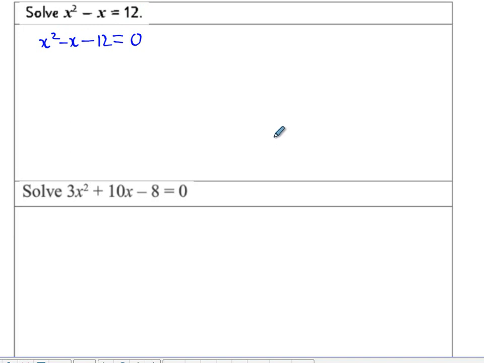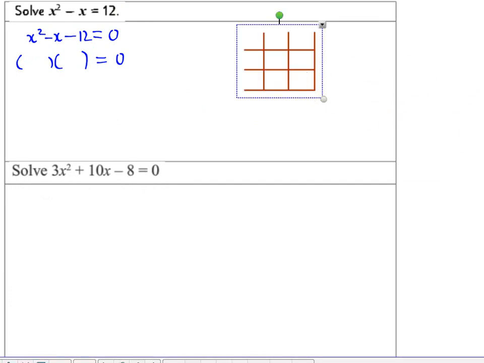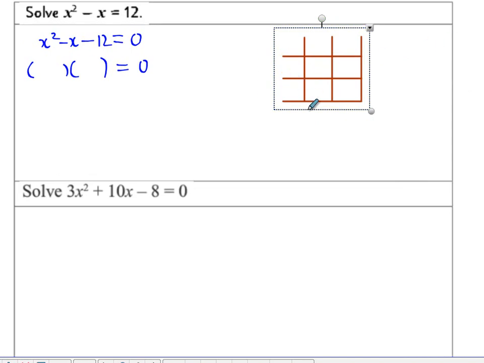So we have that. And to solve a quadratic equation, you start by factorizing it. Now, if you remember the grids that we have used, let's use the grid here. If I want to factorize x squared minus x minus 12, that is x squared, and that is minus 12. Now, what two values do I multiply to give me minus 12, and when I add them up, I will still get minus x? Actually, it's quite easy.